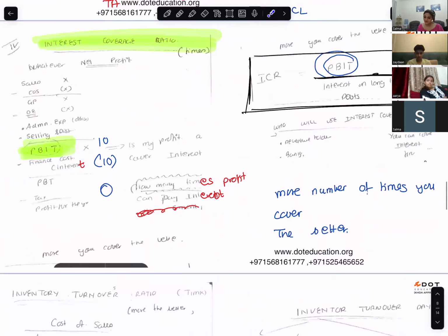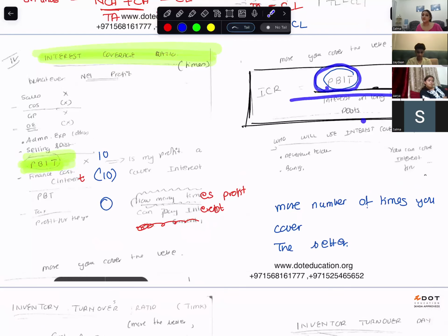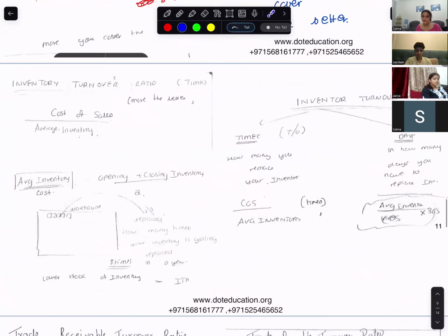Interest coverage ratio, the formula for this is profit before interest and tax over your interest on long-term debts. It tells you how many times your profit can pay back your interest, and the profit that you're looking at is your profit before interest and tax. Are you with me?